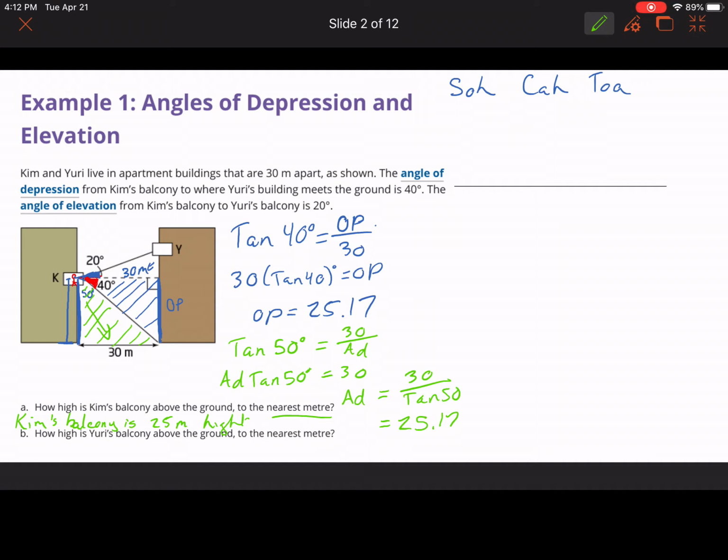high. So Kim's balcony is 25 meters high. B, how high is Yuri's balcony above the ground? So, to the nearest meter. So I'm going to put 25.17 in case I need to also round that.